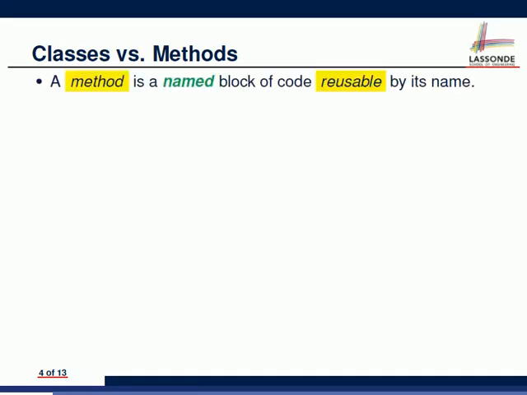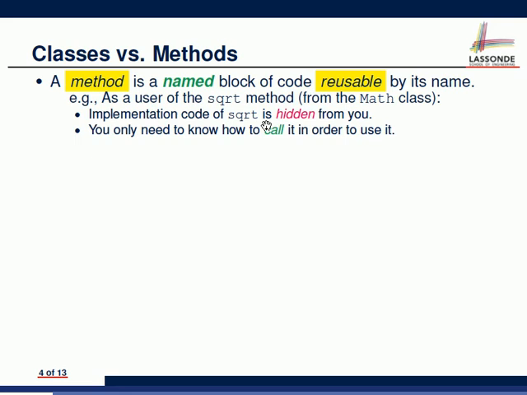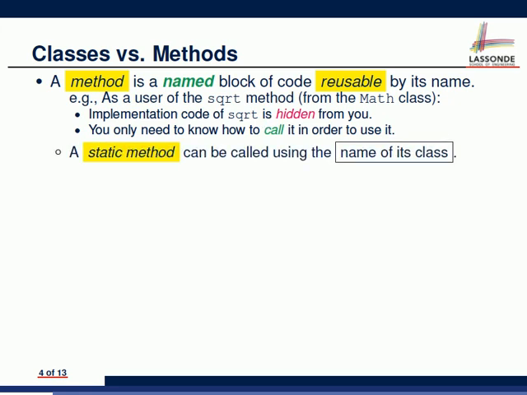Now again, let's just go over this. You can definitely read the slide. Let me just talk about the critical points very quickly. What's a method? A method is a named block of code, reusable. In the case of using an API, for example, there's a Math class which has a square root method, sqrt. For you as a user, you don't have to know what the implementation is. The implementation is completely hidden from you. You just have to know how to call it. That's all you've got to know.